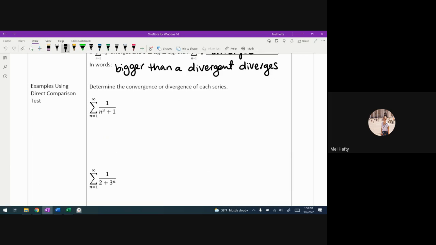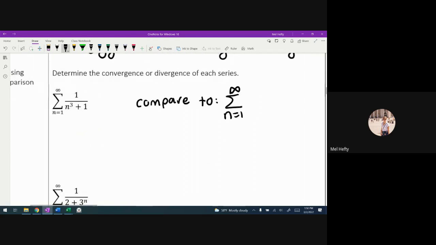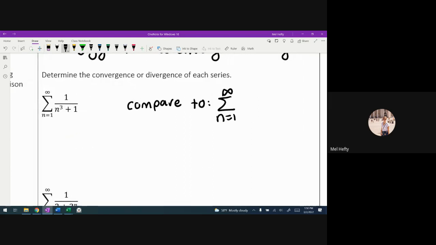So for the comparison test, the first thing we have to do is pick what we're comparing to. Notationally, I want you to make sure when you say compare to, we need to compare to another series. So please don't drop your series notation. That's one of my biggest pet peeves, is some people say compare to and just write the nth term. We want to compare a series to a series. All right, we did this one already in our little intuition check. What do you think we are going to compare to in this question?